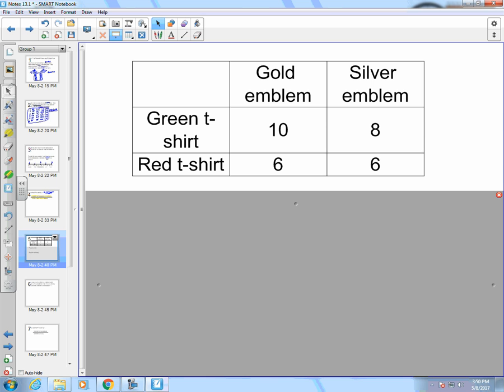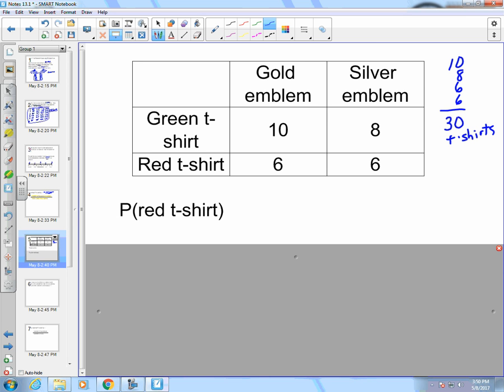If you take a look at the 4 numbers that I have in the chart, I've got 10, 8, 6, and 6. We can actually add those all up and come up with a total number of 30 t-shirts altogether. There are green with a gold emblem, green with a silver, red with a gold, and red with a silver. So 30 different t-shirts. We want the probability of a red t-shirt.